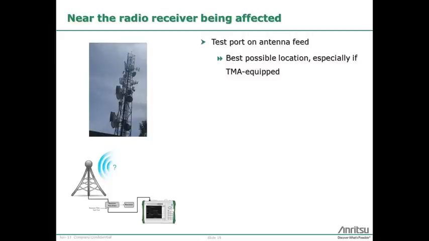Okay, we talked about needing to do these first measurements near the radio receiver being affected. Let's talk about that in a little more detail. A good place to do that is the test port on an antenna feed, like the picture on the bottom there. It's probably the best possible location, especially if there's a tower-mounted amplifier, because you have a good high-gain antenna that's up out of the clutter with good noise figure.